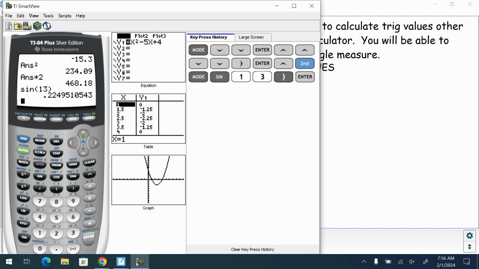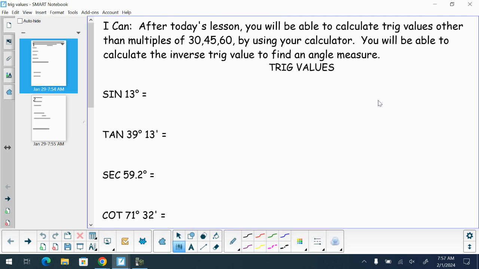These are decimals that will never terminate or never repeat. So we come down to 0.2249510543, but this will continue on indefinitely. So how do we deal with this number? Typically we will take 4 digits and round to the 4th digit. So we have 0.2250. Once again, we can just get that off the calculator.